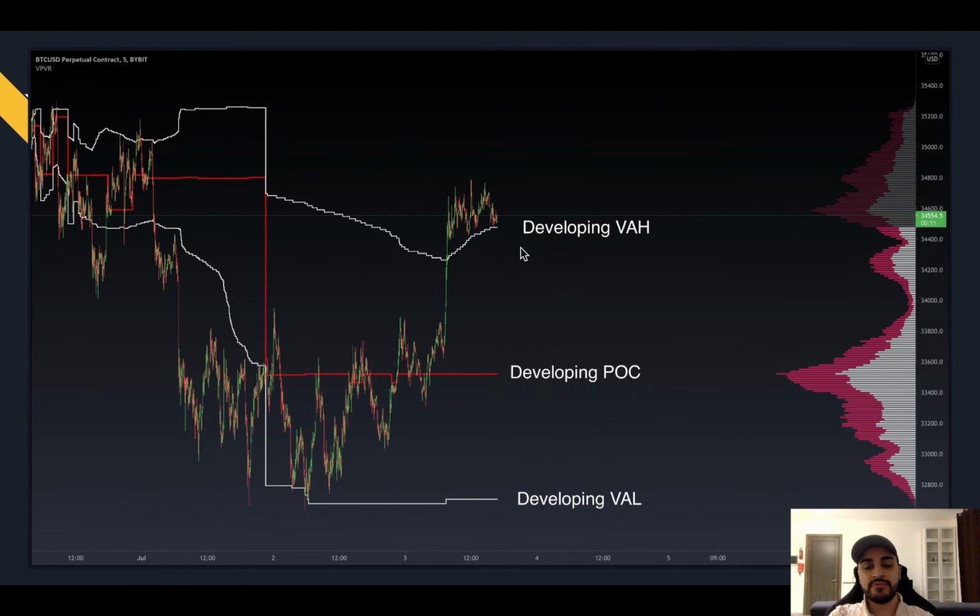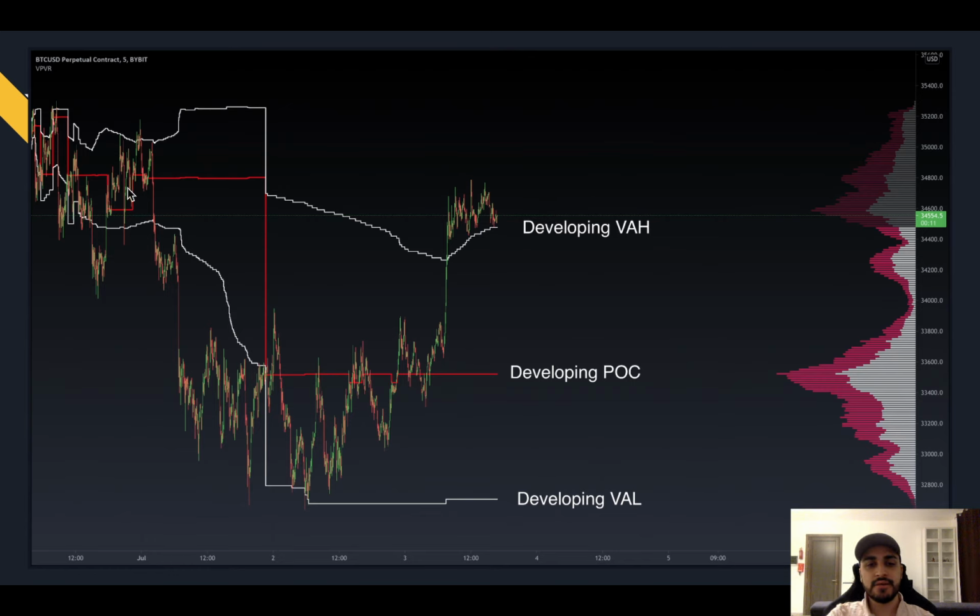Okay, you have, again, you have this white line that you see that is going up and down. The higher one is the value area high, the lower one is the value area low, but it's the developing value area. This is a 5-minute chart on Bybit.